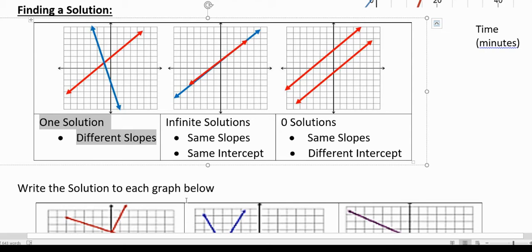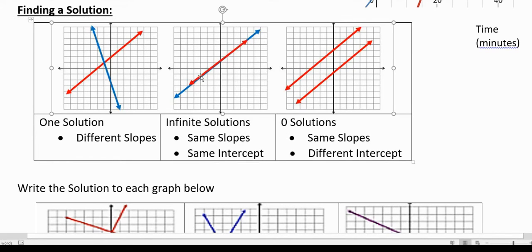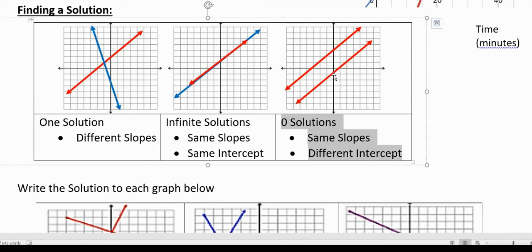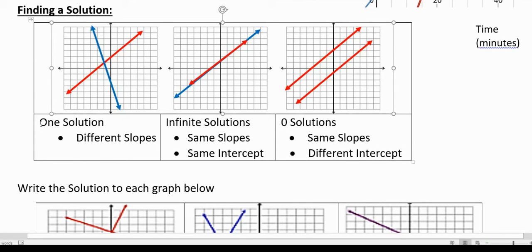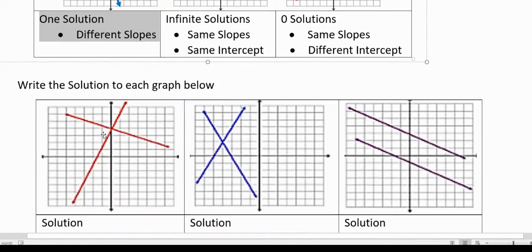Now, the problem happens when we have parallel lines. Now, we could have parallel lines with the same intercept. They are on top of each other. In this case, we have an infinite number of solutions because we could pick any point on the line. And the more common one is when we have parallel lines, but they cross at a different intercept. In this case, they never touch each other. There is no solution. So in most of the cases, we're going to focus on one solution because there's different slopes.